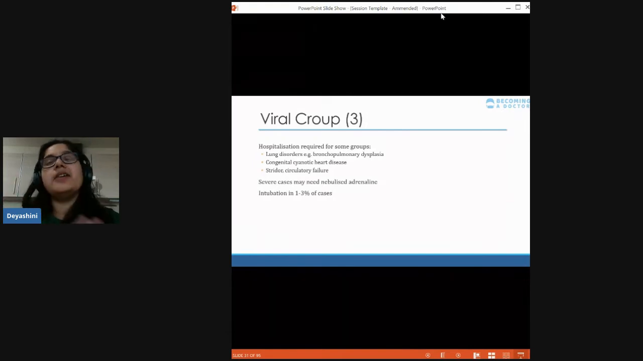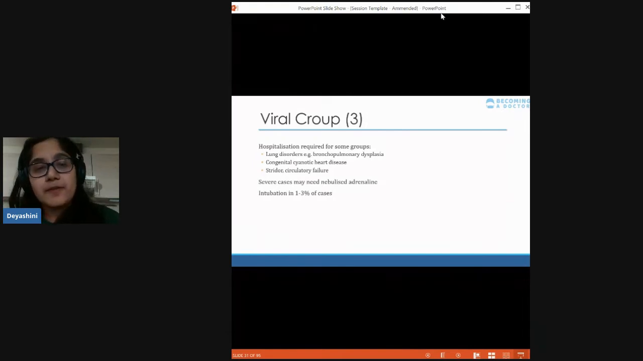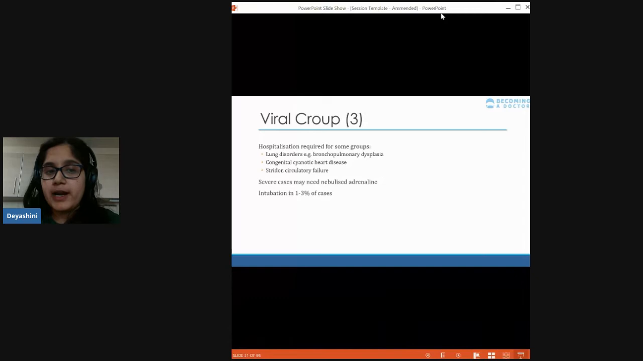In the severe cases, there is an argument for nebulized adrenaline, but this would be under specialist advice. And very rarely, so in 1 to 3% of cases of viral croup, so if it only affects 3% of children, you can imagine it's quite a small number, who require intubation. But death from viral croup is very rare. So as long as you identify the severity of the croup and hospitalize appropriately, it tends to have quite a good prognosis.